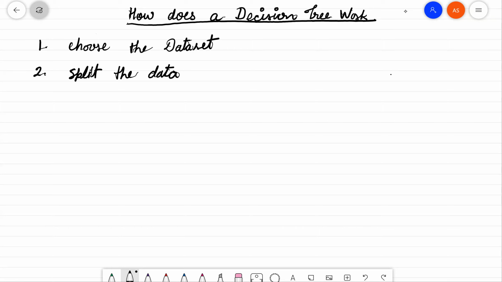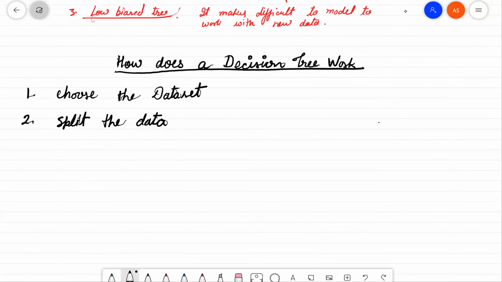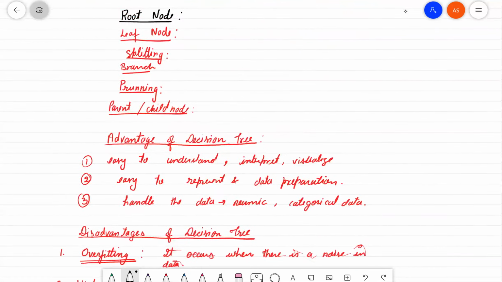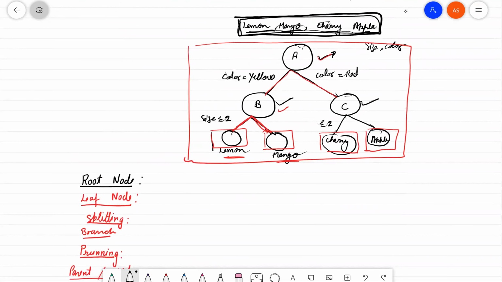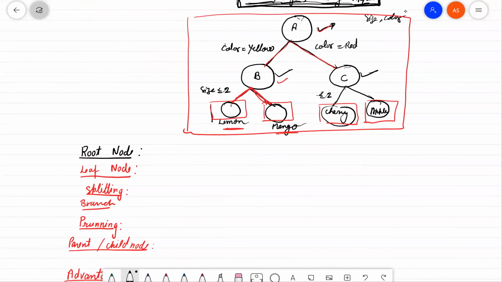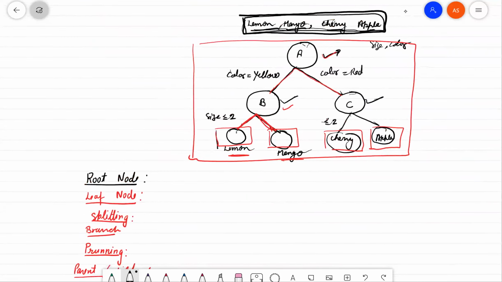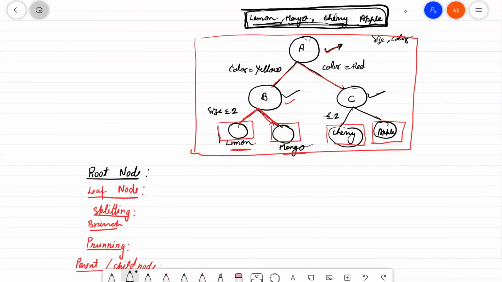Split the data into further subnodes. As in the last lecture, we have taken an example of a small data set: lemon, mango, cherry, apple. From this data set, we have chosen the first node, and then second node, then third node. So how will we split the nodes, and how will we choose that this node will be the first node or that this node will be the second node?